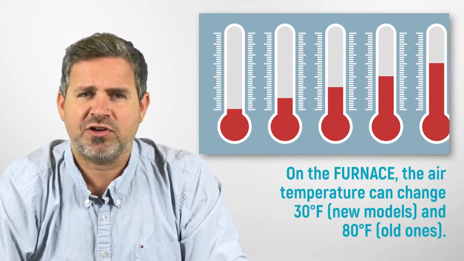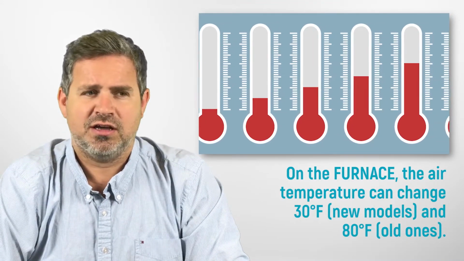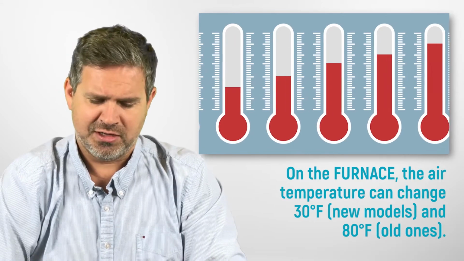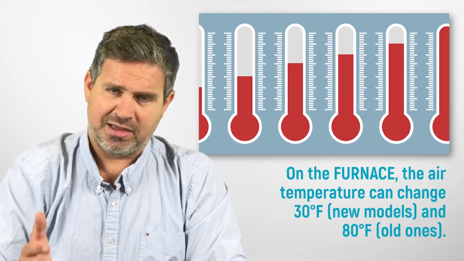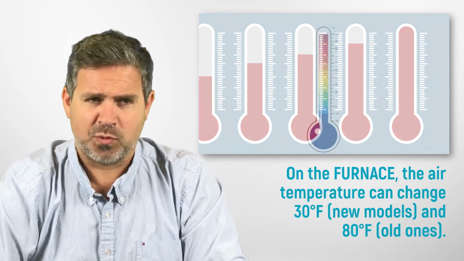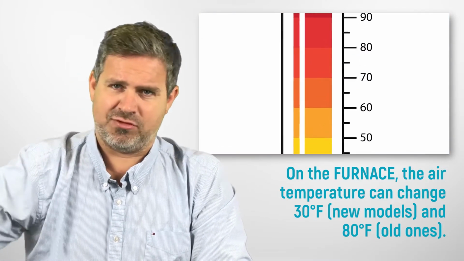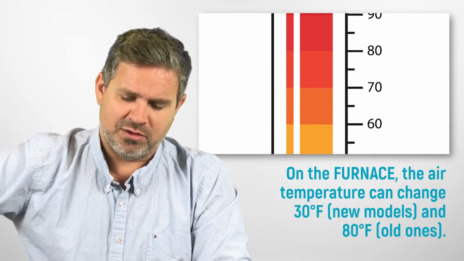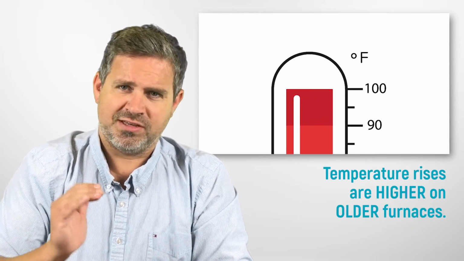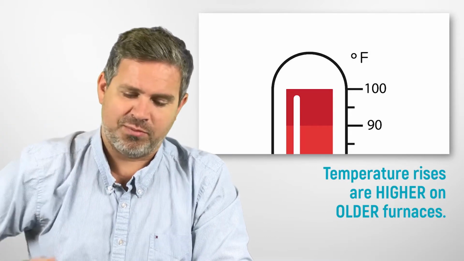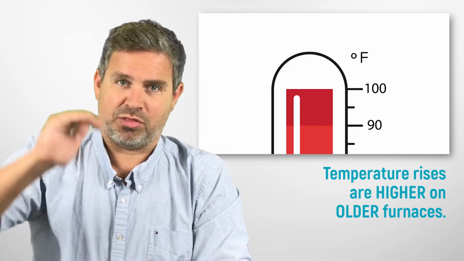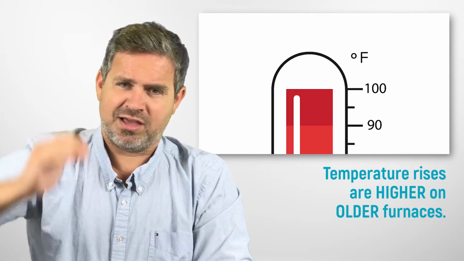So with forced air heating, there's usually a temperature rise somewhere, depending on the age and all that kind of stuff, between say 30 degrees and say 80 or 90 degrees Fahrenheit. So what that means is, let's say the air coming back from your hallway is 70 degrees, it goes into your furnace, it heats it up to 100 degrees. If it's an old furnace, the temperature rise is much higher. Let's say it's going up to 130, 140, something like that.